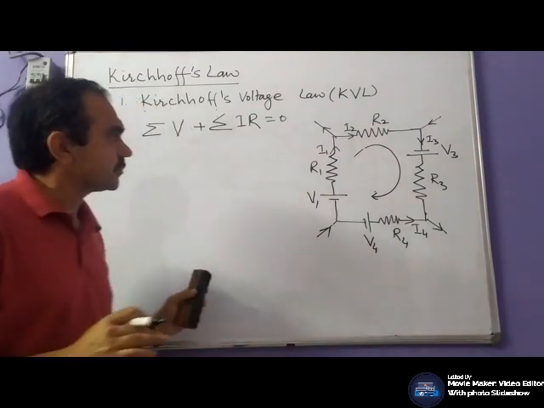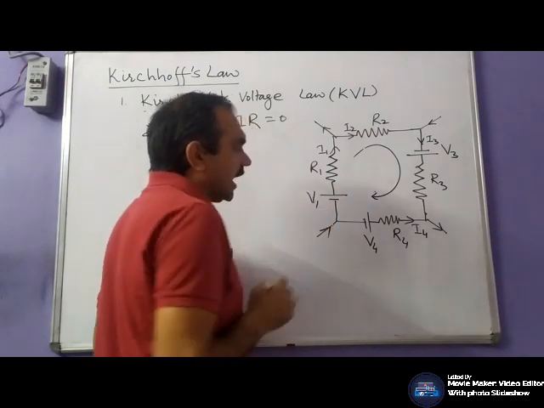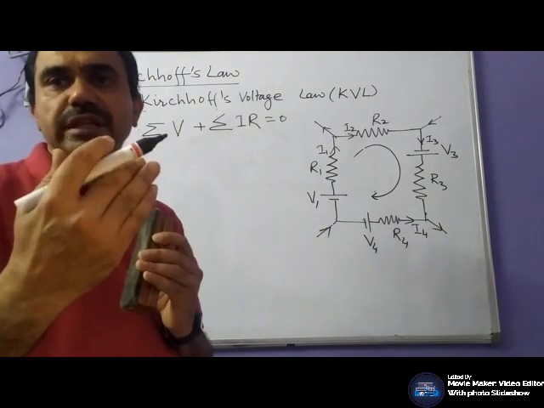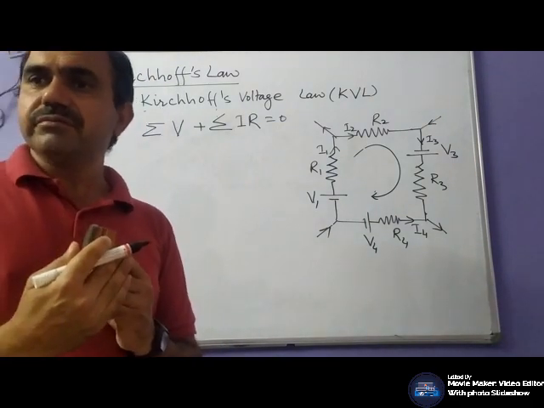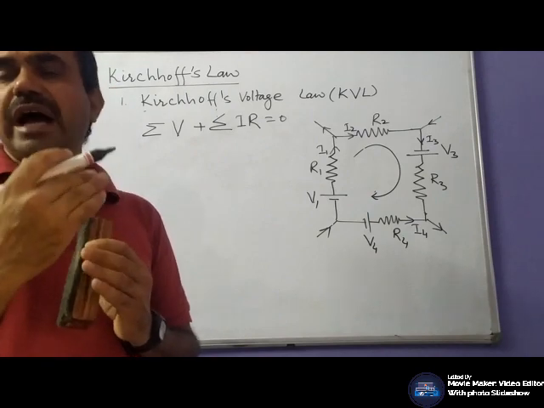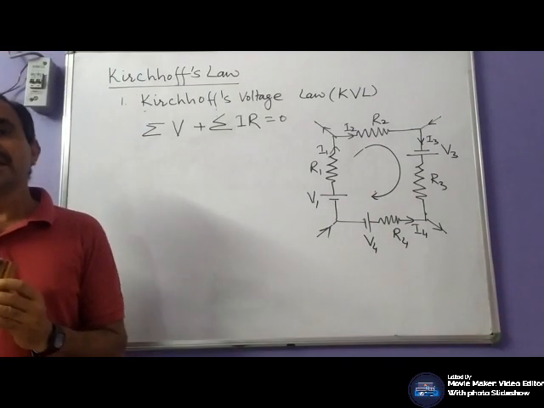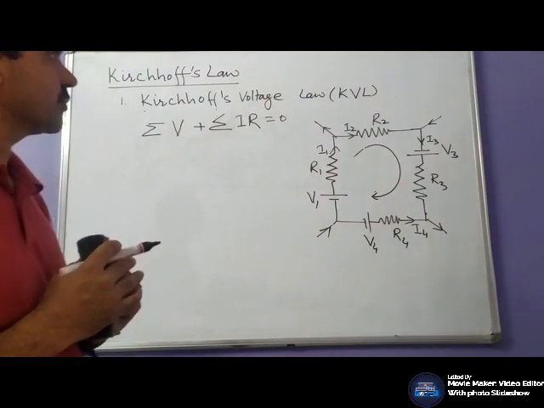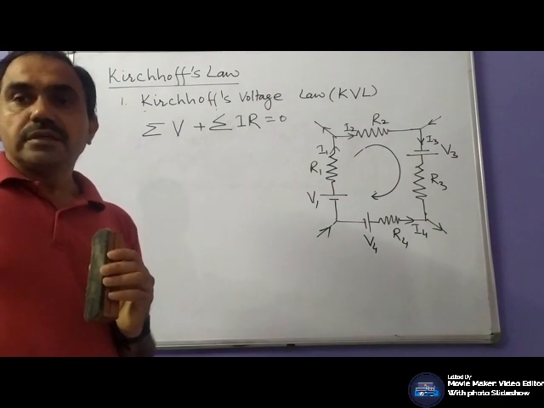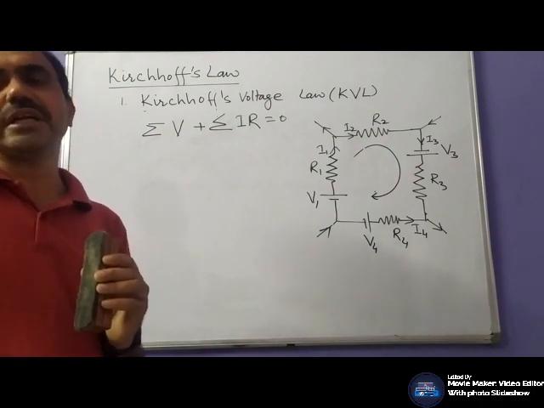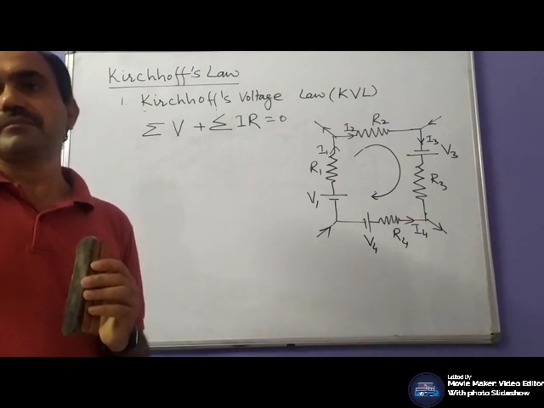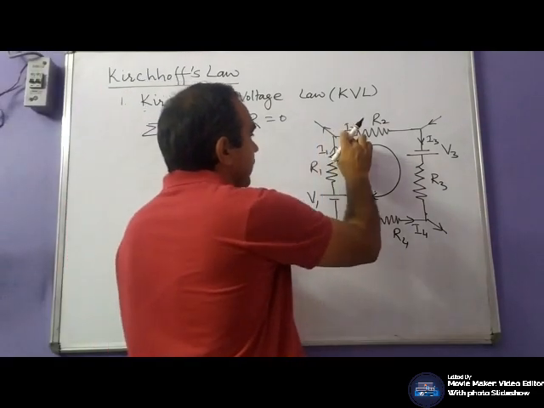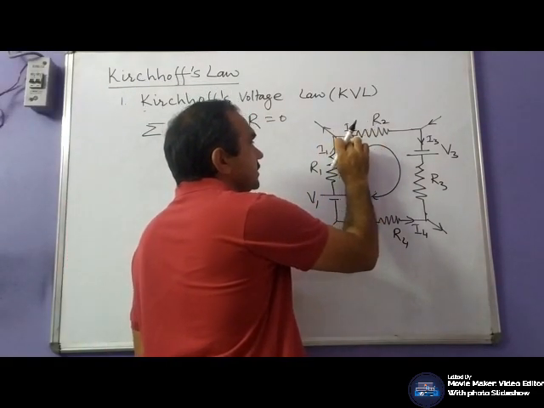For example, I am considering when I move from lower potential to higher potential, I will consider positive. When I move from higher potential to lower potential, I will consider it negative. One thing more, your current flows from higher potential to lower potential. Higher to lower. For example, in this branch, direction of current is this one.